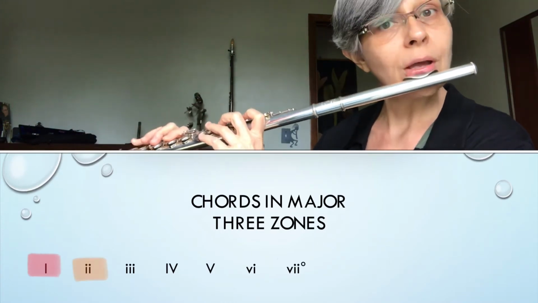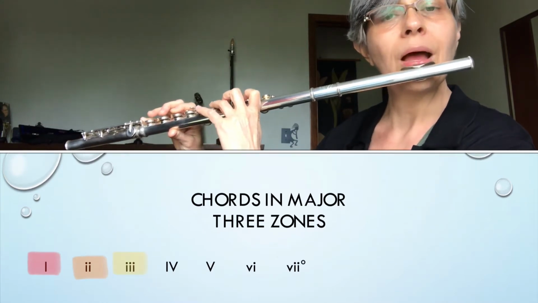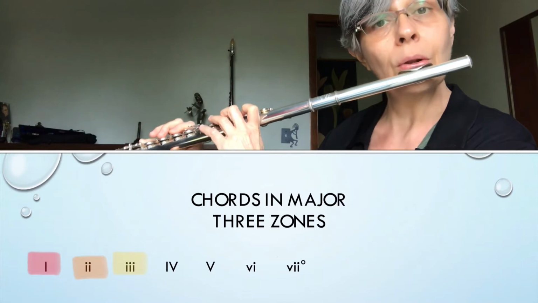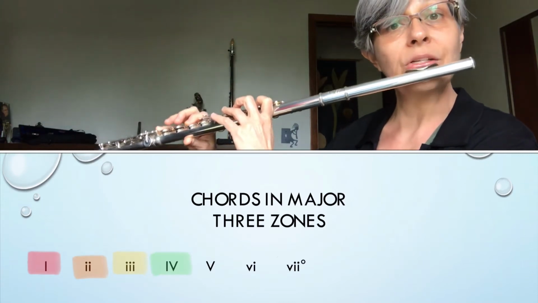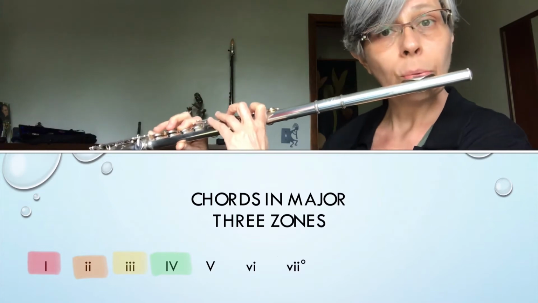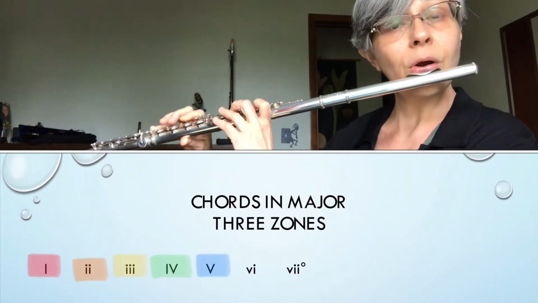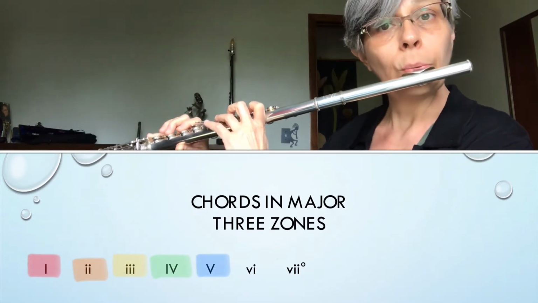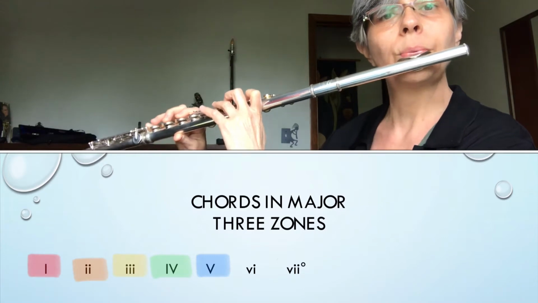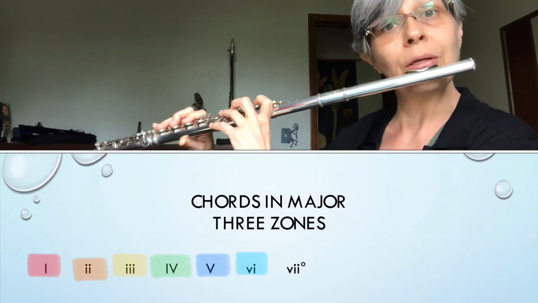Scale degree 2, G minor. Scale degree 3, A minor. B flat major, scale degree 4. The dominant chord built on scale degree 5 is C major. Scale degree 6 is minor, that's why it's lowercase Roman numeral.